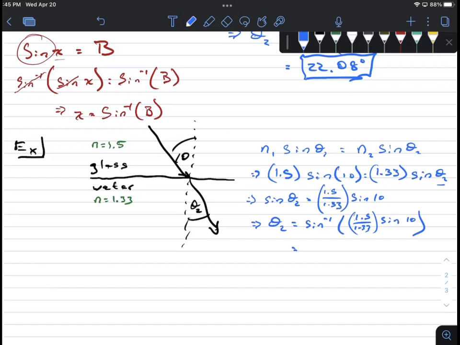Let's see what we get. 1.5 over 1.33 times the sine of 10. Then the inverse sine of that gives me 11.3. So yeah, the angle happened to get bigger. Not that much bigger, but it is bigger. It's different. It's not the same angle, which we expect, it should change. So any questions about this? Snell's law business. Can you explain the inverse sine again?